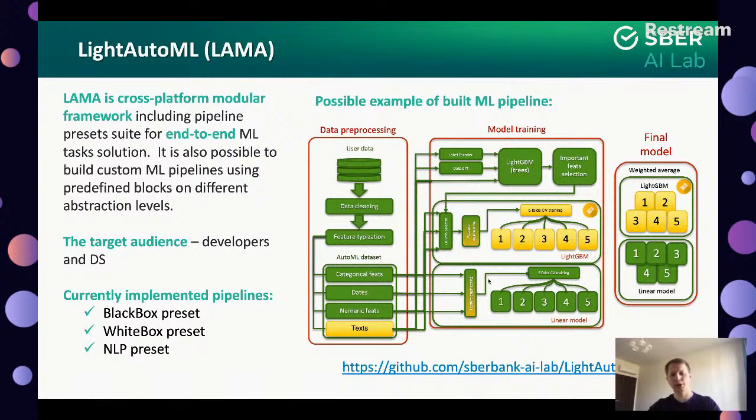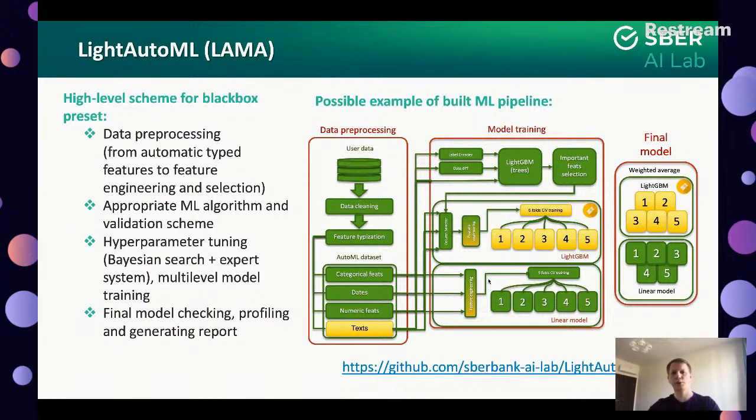And currently we have several implemented pipelines. It is a black box preset for building black box models. It is a white box preset for interpretable models. And we have an NLP preset for working with text data, working with neural nets, and something like that. And if we discuss a possible example of building an ML pipeline inside LightAutoML, it can be divided into several steps.